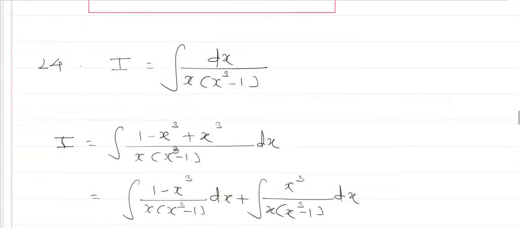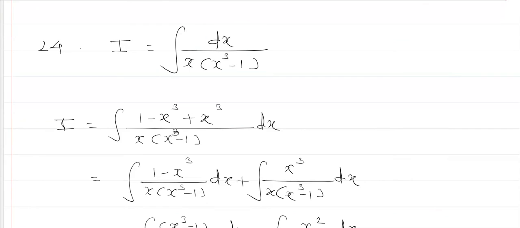Now the problem number 24, I is equal to integral dx upon x in bracket x cube minus 1. Now this is again very important. These are problems that we cannot find the answer to directly. You have to remember this, or you may write it as remember this or repeat this.